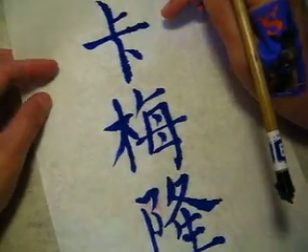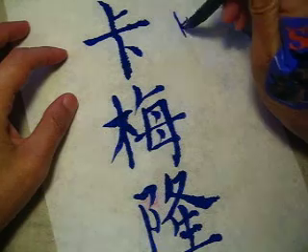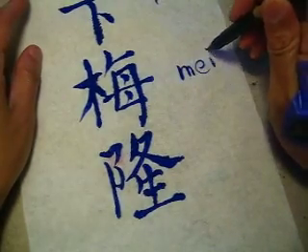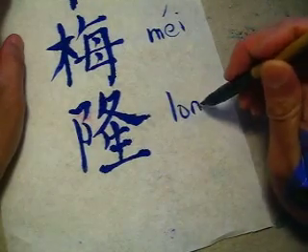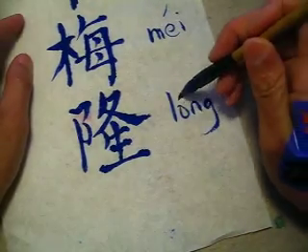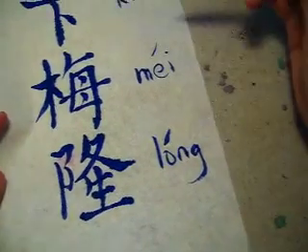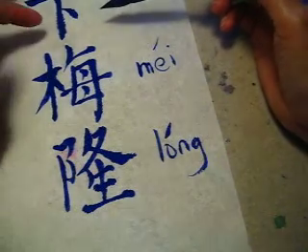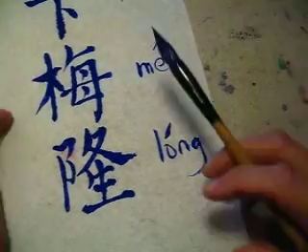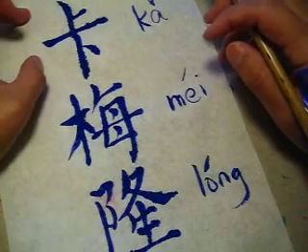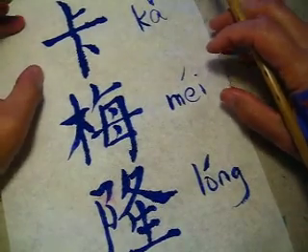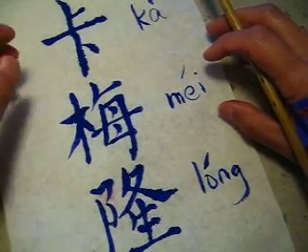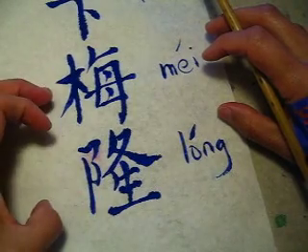卡梅隆, Cameron. 卡, pronounce 卡. 梅隆, pronounce 梅隆. So this is a translation for your name, and 卡, let's treat it as a Chinese family name, okay? Because Chinese names are mostly composed of two or three characters in two parts. One is the family name at the beginning of your name, and then the given name.